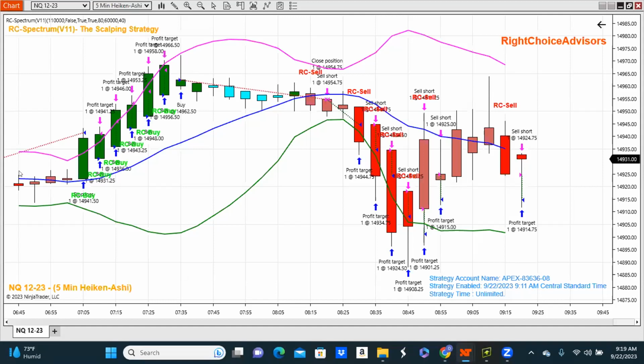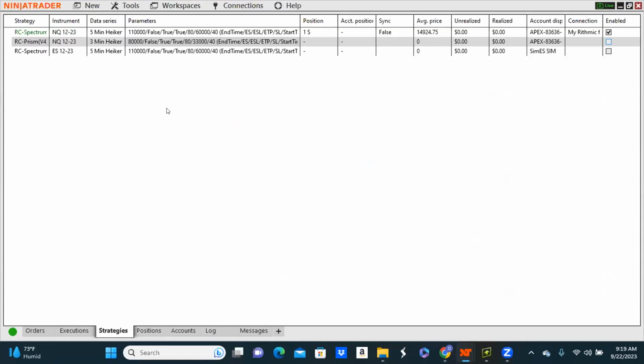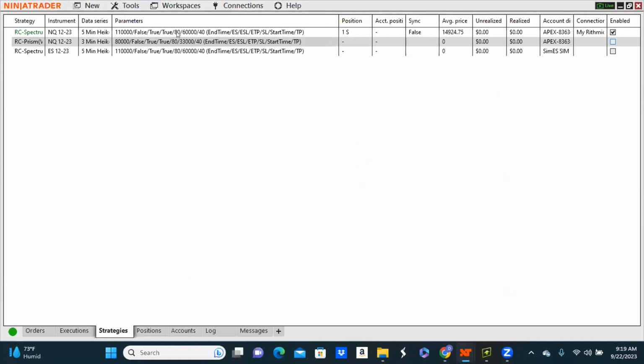Supraja, do you want to show the window with the strategy? So just a few members want to know what strategy you are using. Right, yeah, so this one, RC spectrum is enabled with 5 minutes, and these are the parameters: 80 stop loss, 40 target profit. It is saying one short position false. Can you explain that, Kishore?